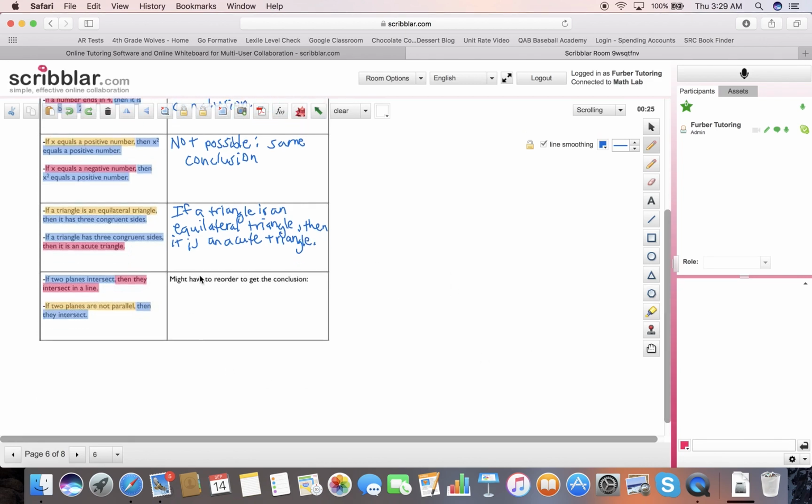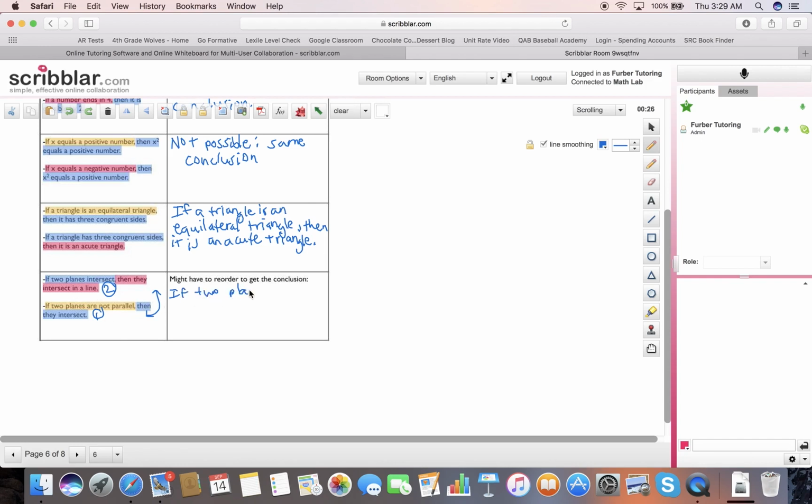All right, and then the last one. Sometimes the statements are out of order, but they still can lead to a conclusion if the conclusion of one statement is the hypothesis of the other. So this one I wrote, you might have to reorder. Watch this. If two planes intersect, then they intersect in a line. If two planes are not parallel, then they intersect. You should be able to see that this one really should go first, and this one should really go second. So it should sound like this. If two planes are not parallel, then they intersect. If two planes intersect, then they intersect in a line. So if I read them in the correct order, you should be able to see that you can draw a conclusion here. They're just in a different order.